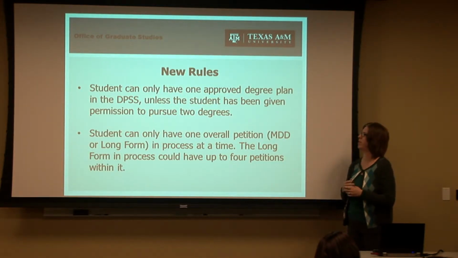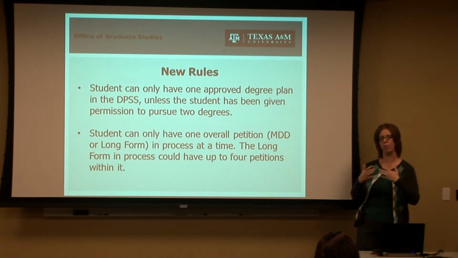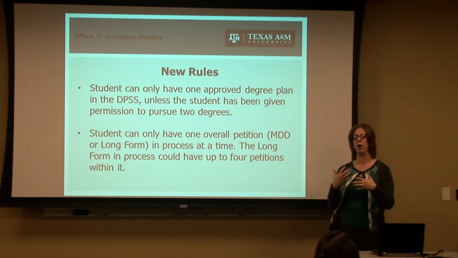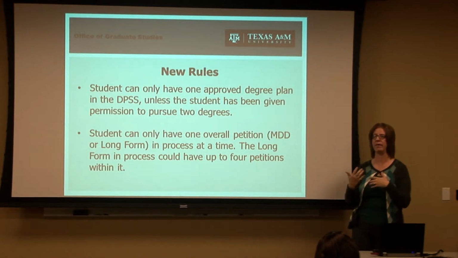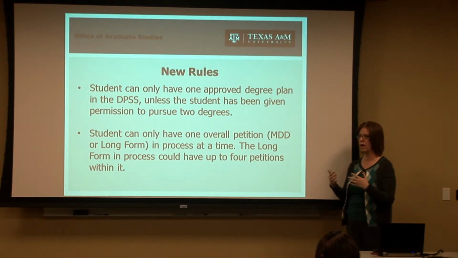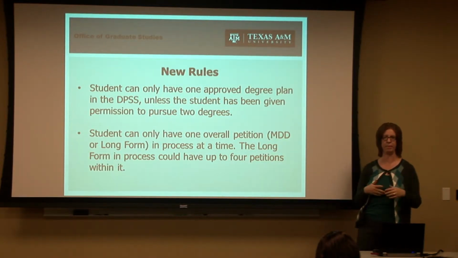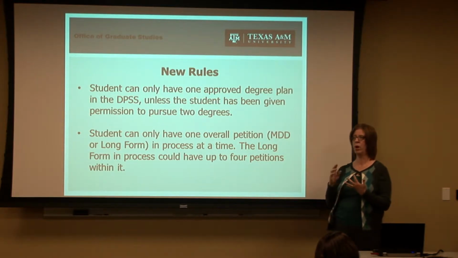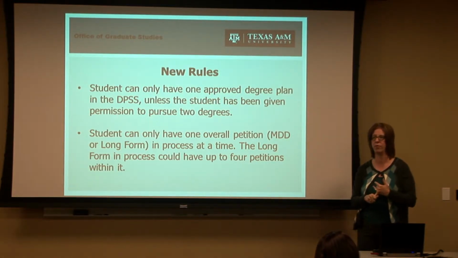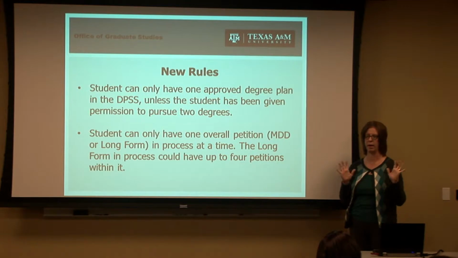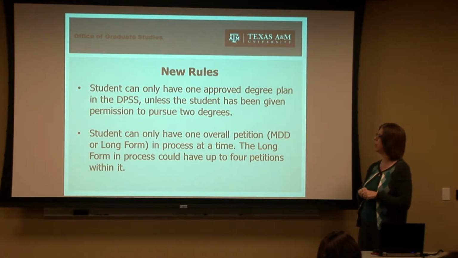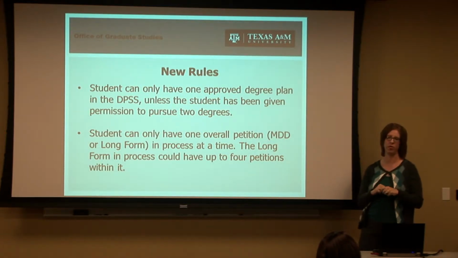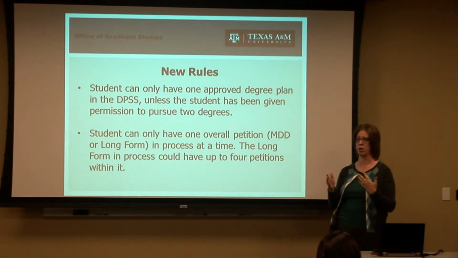The other reason for that is that a lot of the other auto-populating features within the petitions are based upon that one approved degree plan, and so we didn't want the system to have to guess. So like I said, the student is only going to be able to have one approved degree plan at a time, again, unless they're in a program where they can have two. And then they're also going to be able to only have one petition in queue at a time.